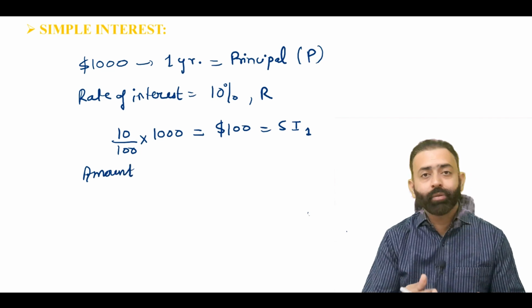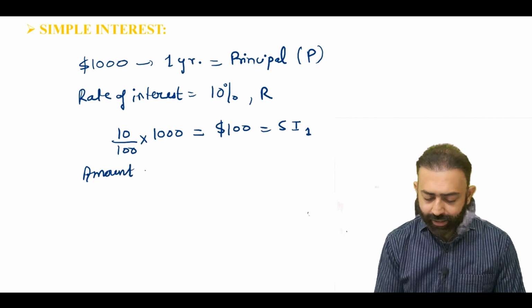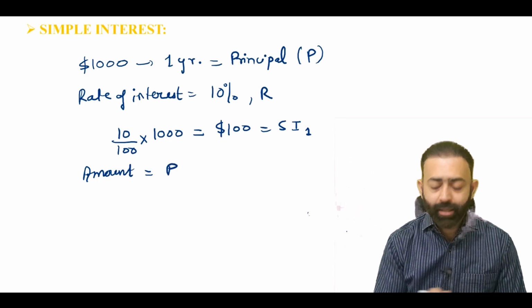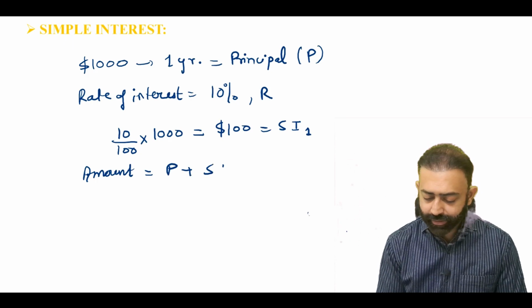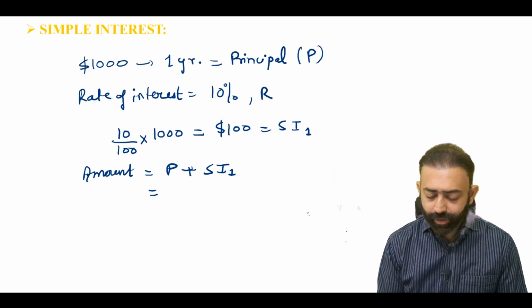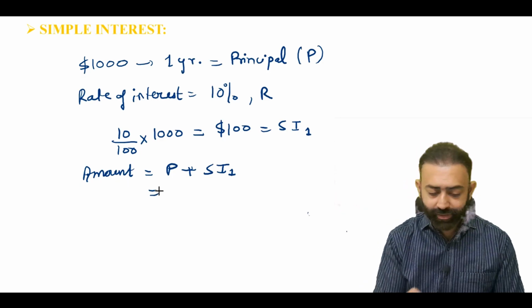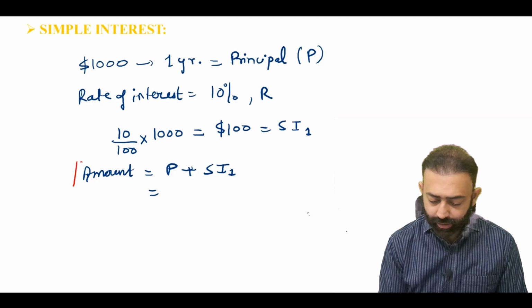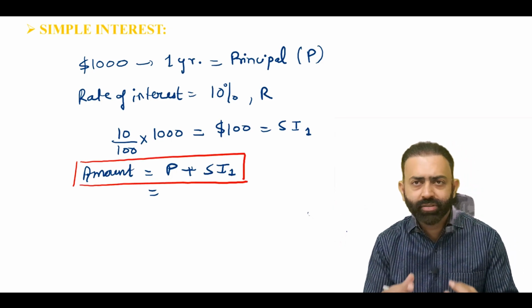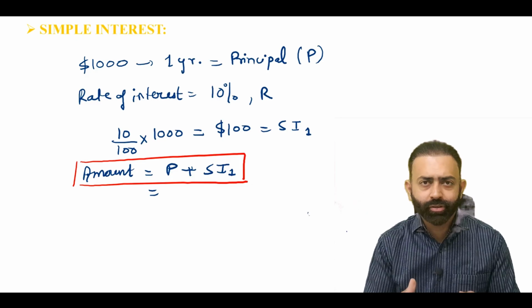Now, if I have to find out the amount after 1 year, so my amount is basically, if I have to move out my original money also, so meaning amount is the addition of the original principal, which is P, plus the simple interest after 1 year. So let us say this is SI1, right? So amount after 1 year comes out to be by adding principal with the simple interest, right? So this formula you need to remember for the amount, and I'm just giving you the formula for simple interest also, right?